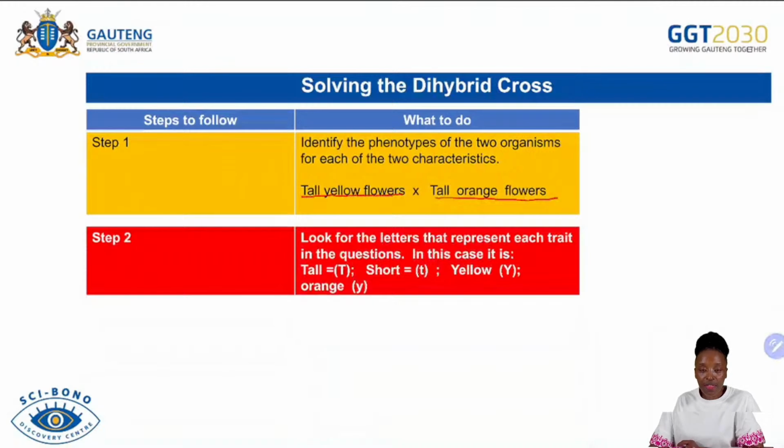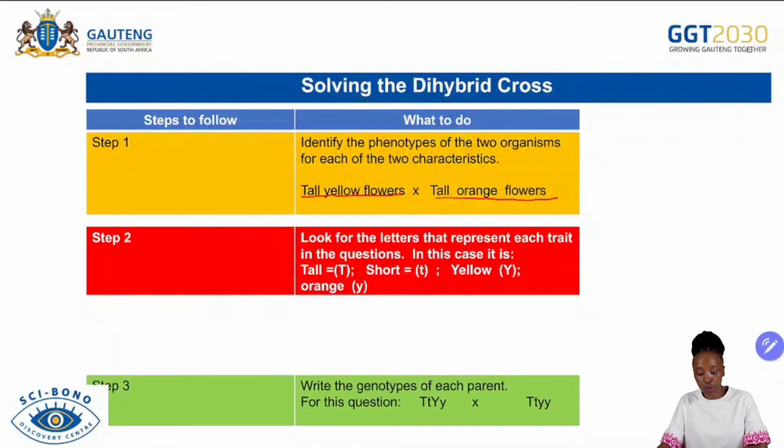Then step number 2, then we are going to look into the letters. In this case, we were given the letters in the statement. Sometimes letters are not given, you will have to come up with your own, but most of the time you will be given the letters. So we were told that capital letter T is for tall and small letter t represents short, and then capital letter Y represents yellow and small letter y represents orange. So those are the letters that we are going to use to represent the genetic makeup of the two parents.